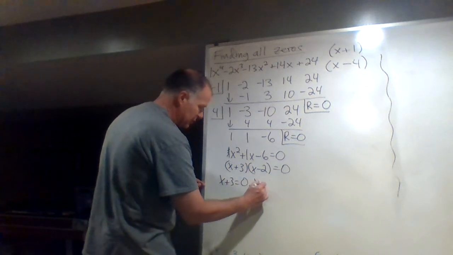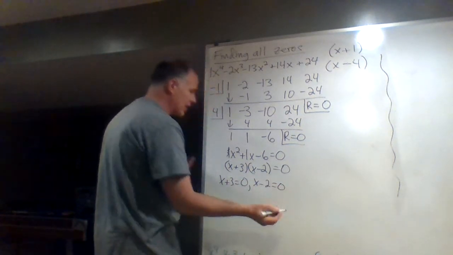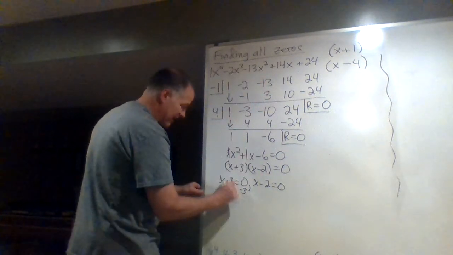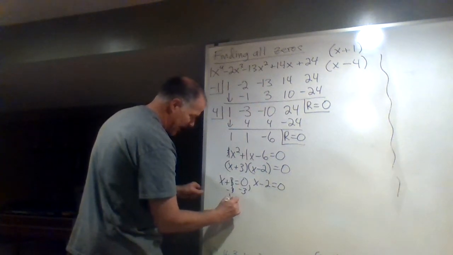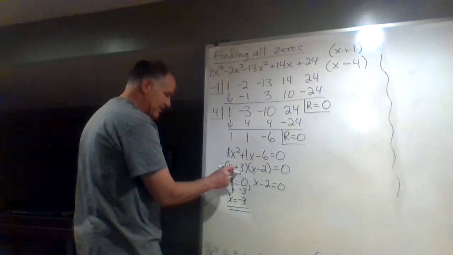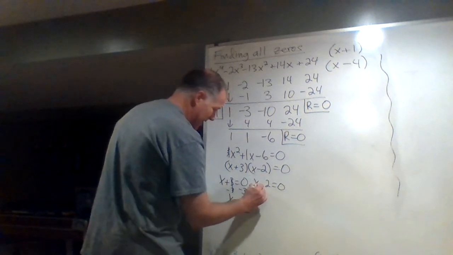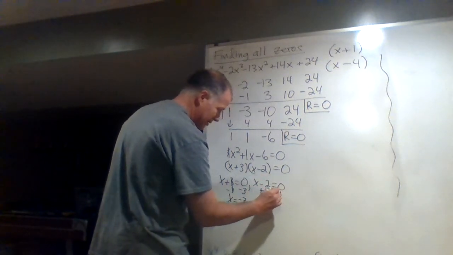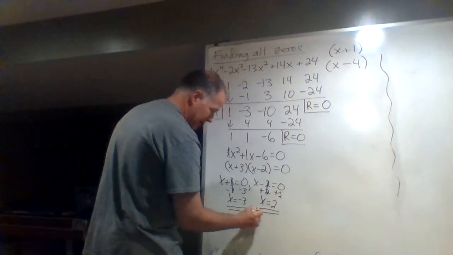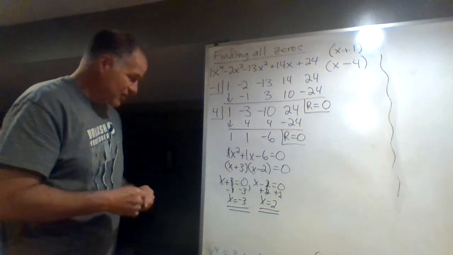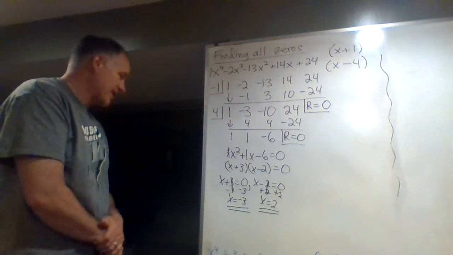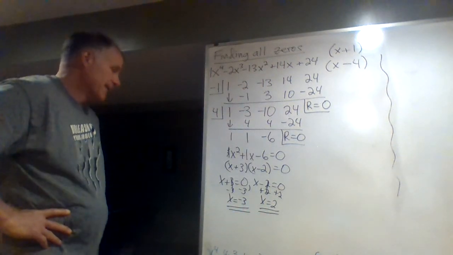set these both equal to 0, or we know the shortcut is kind of like we did up there. Whatever's in the binomial, the answer is the opposite. So again, you can shortcut that. So one answer, because that's a +3, is going to be a -3. The -2 is going to make a +2. Okay, so the last two answers are x equals -3 and x equals +2. Okay?